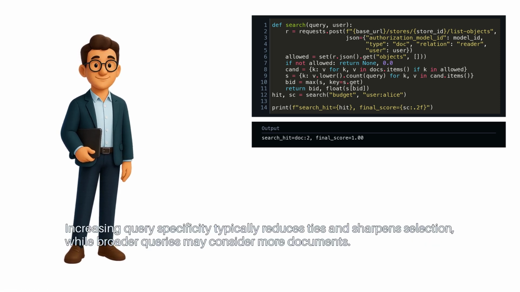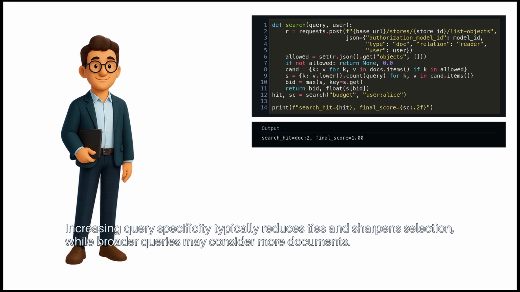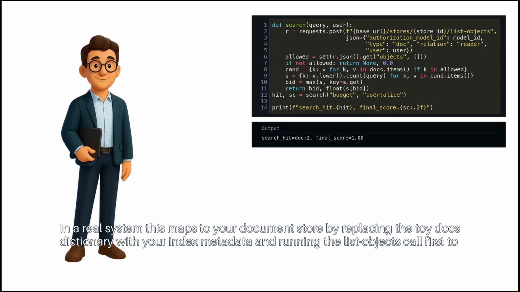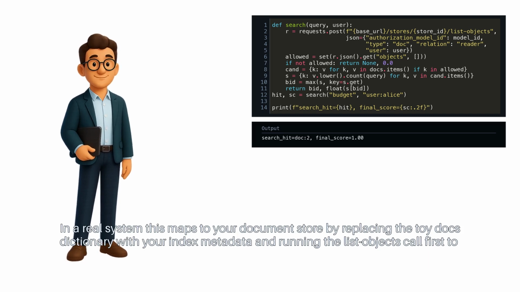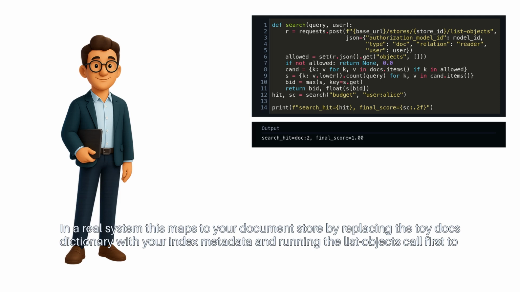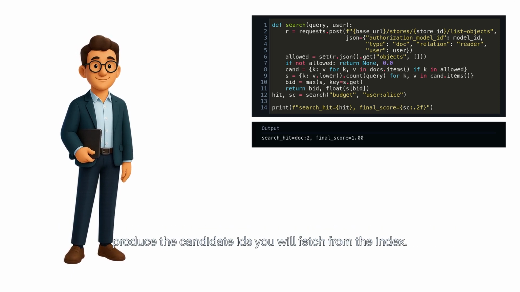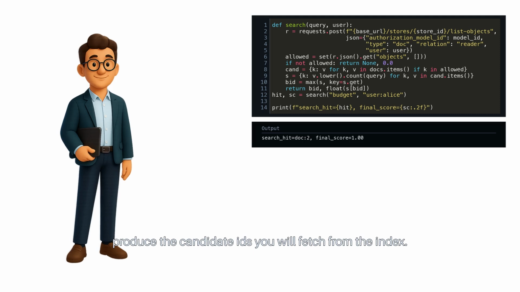Increasing query specificity typically reduces ties and sharpens selection, while broader queries may consider more documents. The printed hit shows a safe, final recommendation that respects OpenFGA permissions before any ranking. In a real system, this maps to your document store by replacing the ToyDocs dictionary with your index metadata and running the list objects call first to produce the candidate IDs you will fetch from the index.